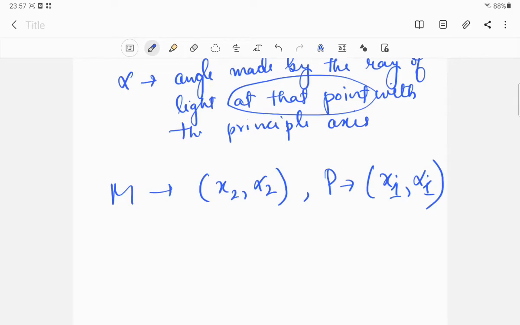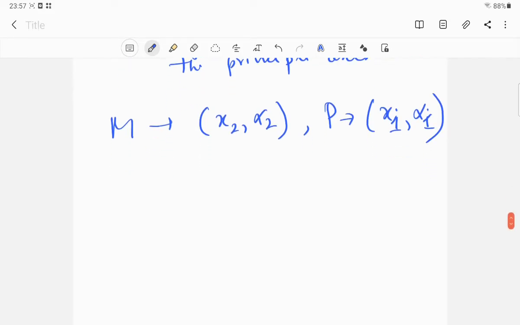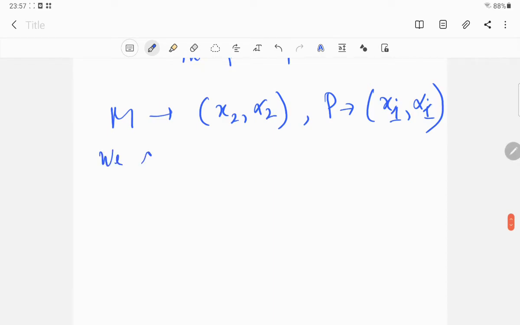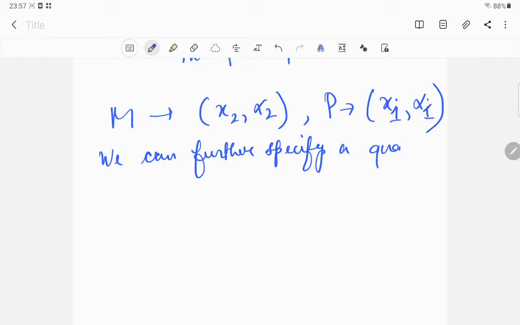So instead of specifying the angle made by the ray of light with the z axis, we can further specify a particular quantity lambda. So what is lambda? It is basically equal to n sin alpha.